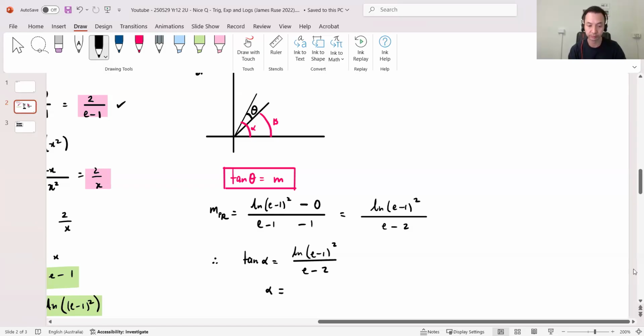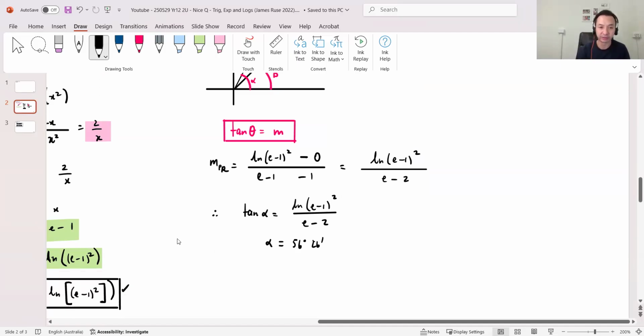Okay, I got 56 degrees, is that right? Yep, perfect. 56 degrees and 26 minutes. Okay, I'm going to store that in memory. All right, that's alpha.